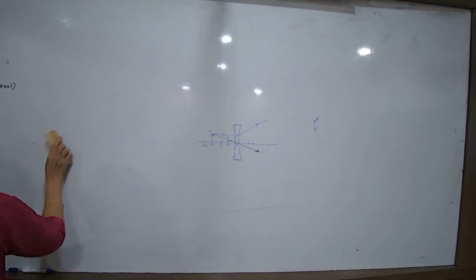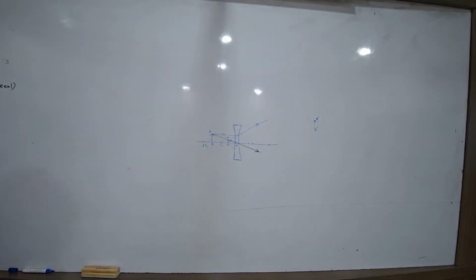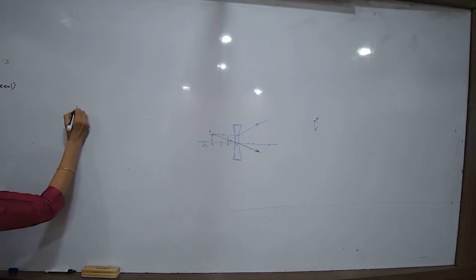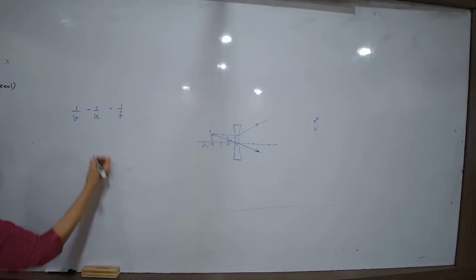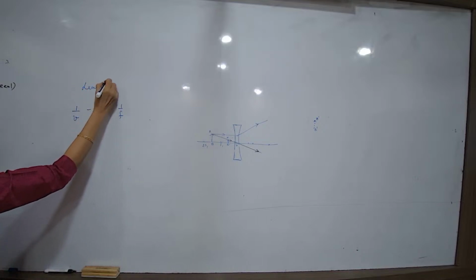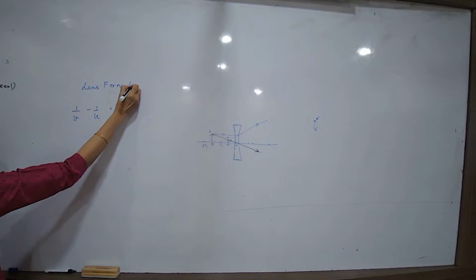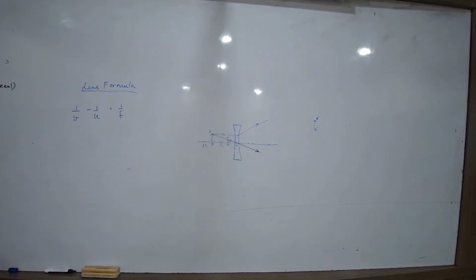What's the lens formula? 1 upon V minus 1 upon U is equal to 1 upon F. This is your lens formula. Don't get confused with your mirror formula. What was the mirror formula? 1 upon V plus 1 upon U. This is for the mirror.